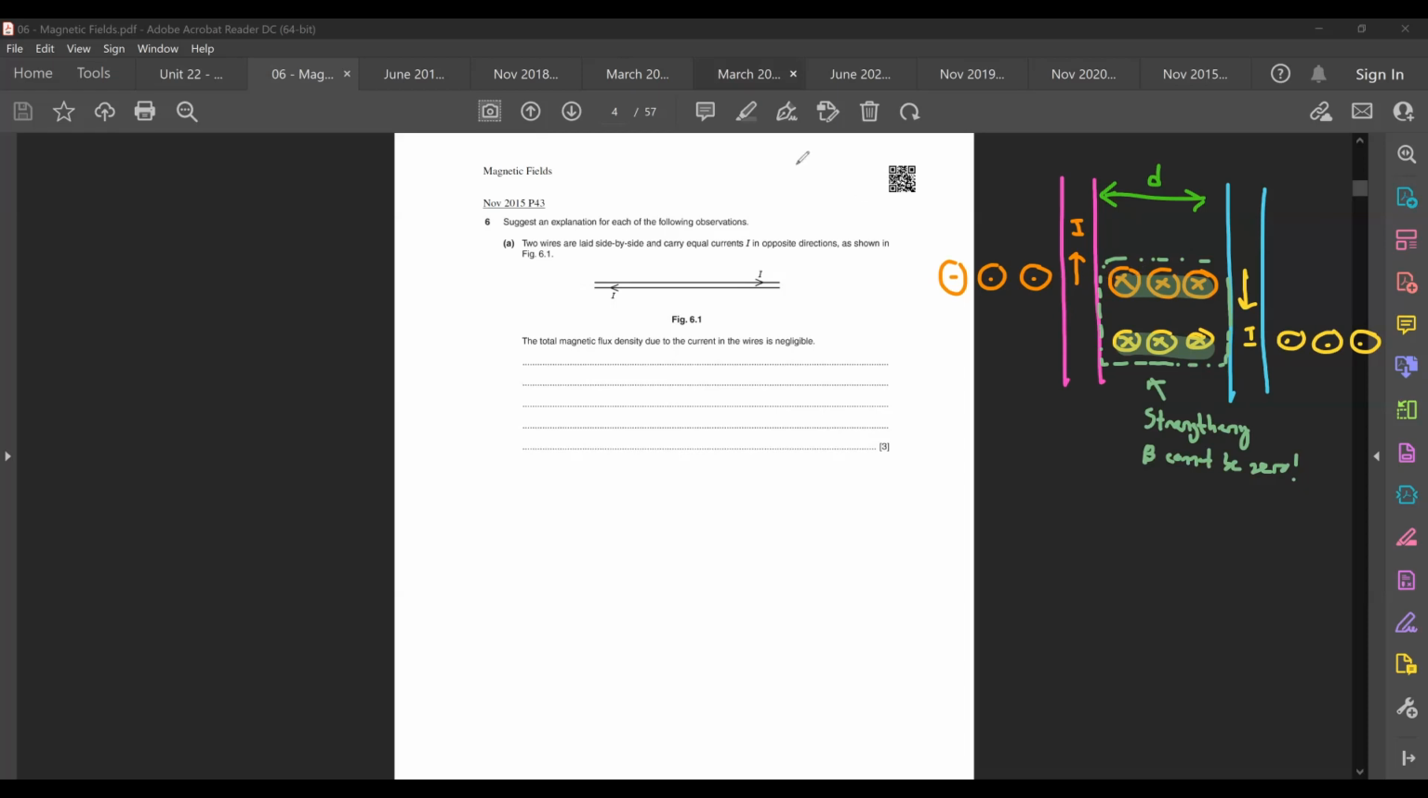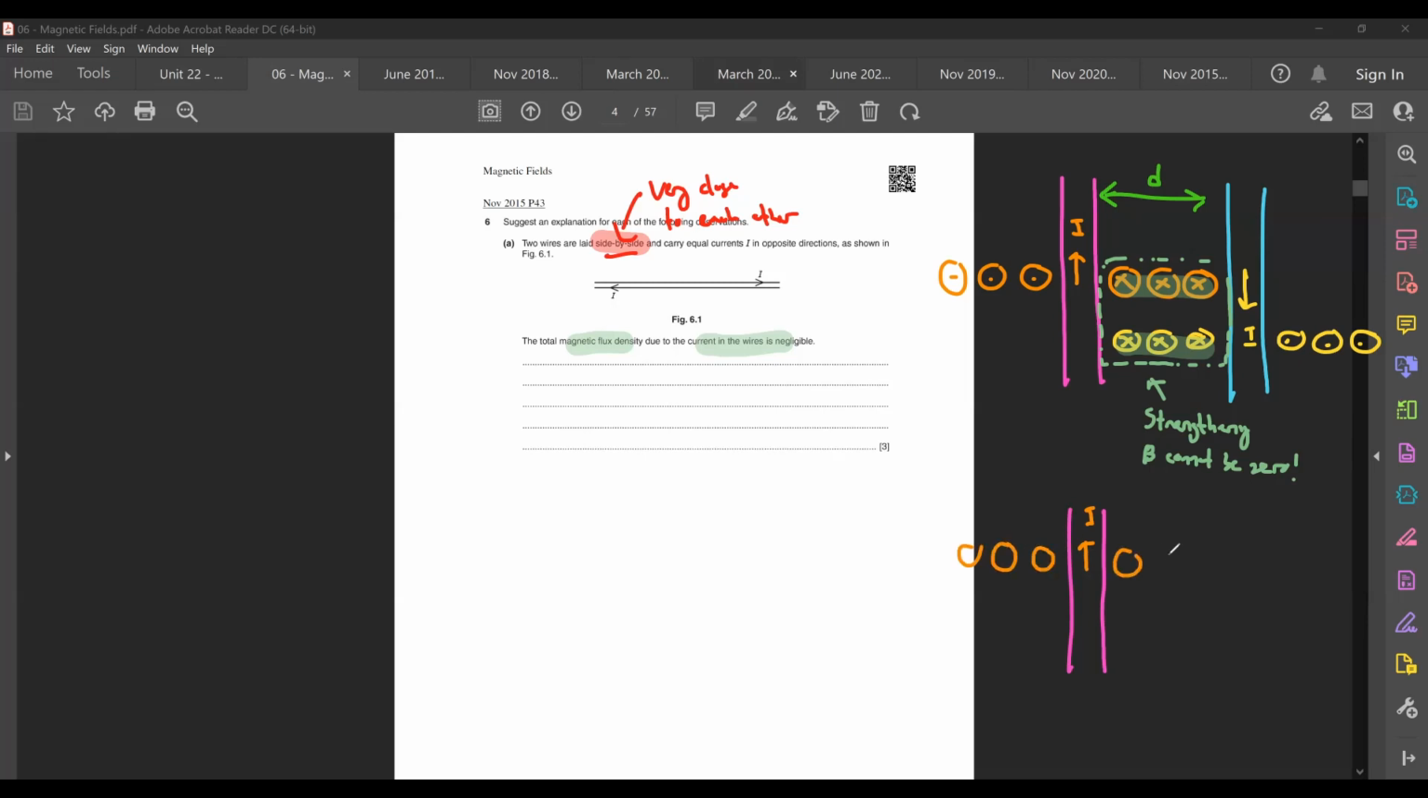Okay, so when you look at this one, and then they tell you that the flux density due to the current in the wires is negligible, it kind of seems contradicting, because what you can see here is that they seem to be strengthening each other. Now, there's a keyword here that a lot of people tend to overlook. They say that the wires are laid side by side, meaning to say they are very close to each other. So now, if I have the same wire, notice what will happen if I lay them side by side. This is the same wire. If I lay it side by side with no D between them, this is what I'm gonna get.